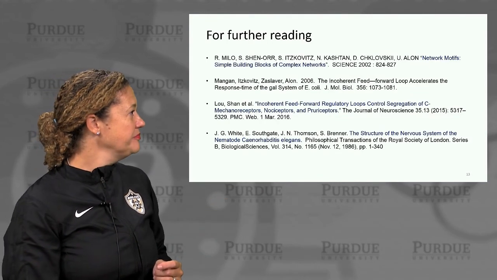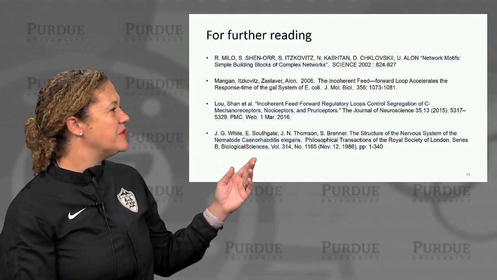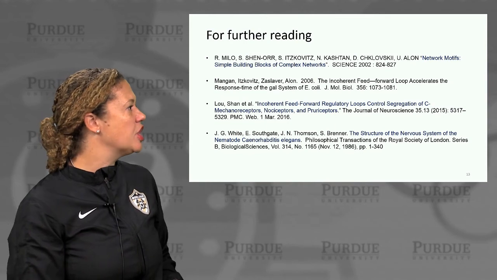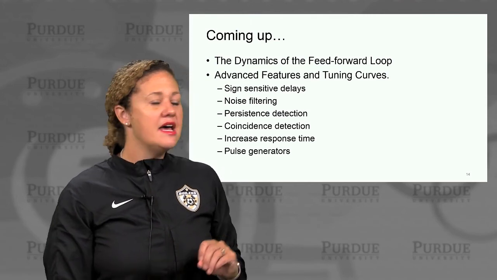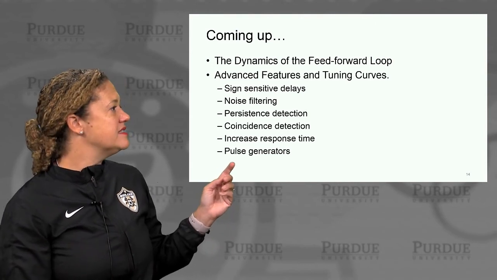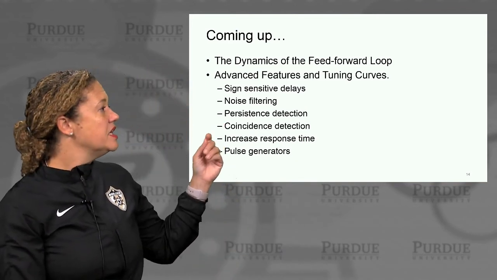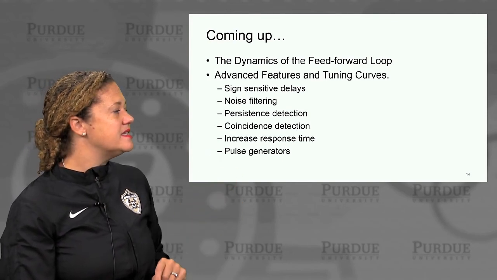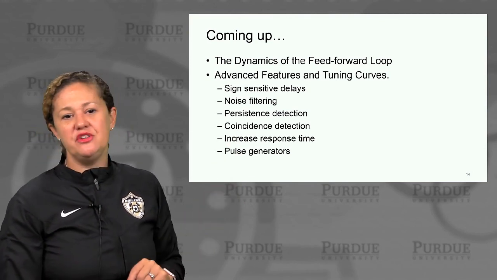So for some further reading in this area, I've listed some references, some that we've cited and looked at today, that might be really interesting if you want to go a little deeper. And coming up, we'll get into these questions that we've raised about the dynamics of the feed-forward loop, and particularly looking at some of the advanced design features and how we can tune those design features. These include creating sign-sensitive delays, noise filtering, persistence and coincidence detection, increased response time, and pulse generation, all using different feed-forward loops.